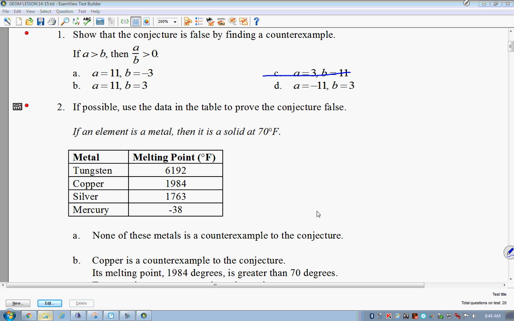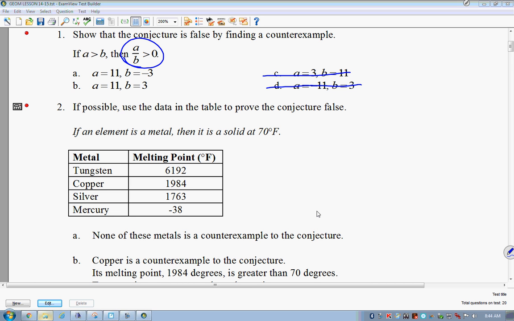D, is negative 11 greater than 3? No. All right, so that brings me down to 2 options. Now I have to find the one that is not true in this area right here. I need it to not be true in order for it to be a counterexample. And that's something that I think we struggle with: I need to find something that is wrong in order to be right.